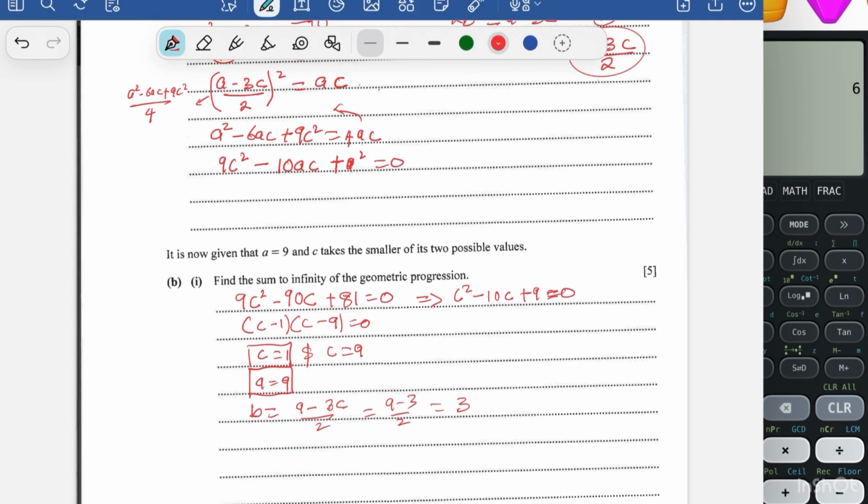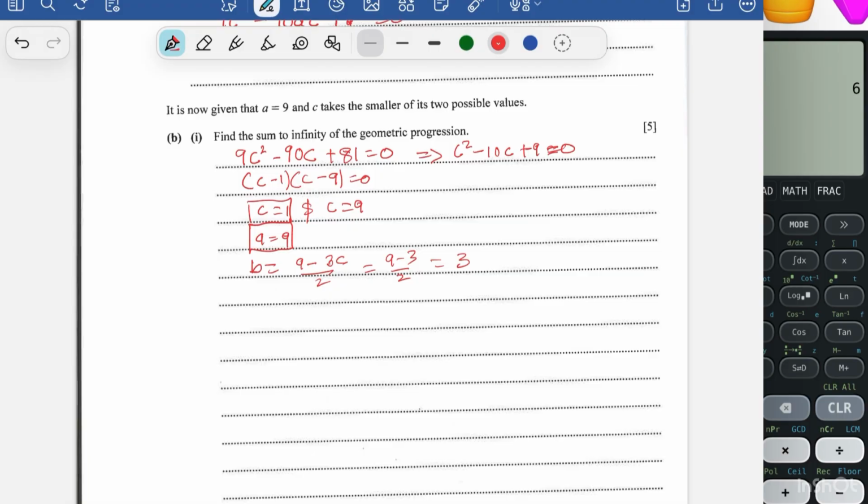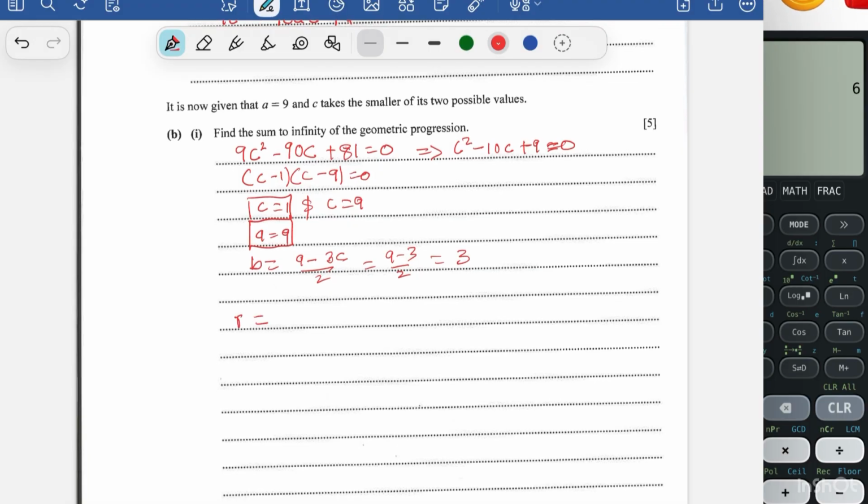So now let's find the ratio. The ratio is b over a. Remember we did common ratio of a geometric progression, which is b over a. So 3 over 9, which is 1 over 3. Okay, so c takes the smaller of its two values. Now let's find the sum to infinity.